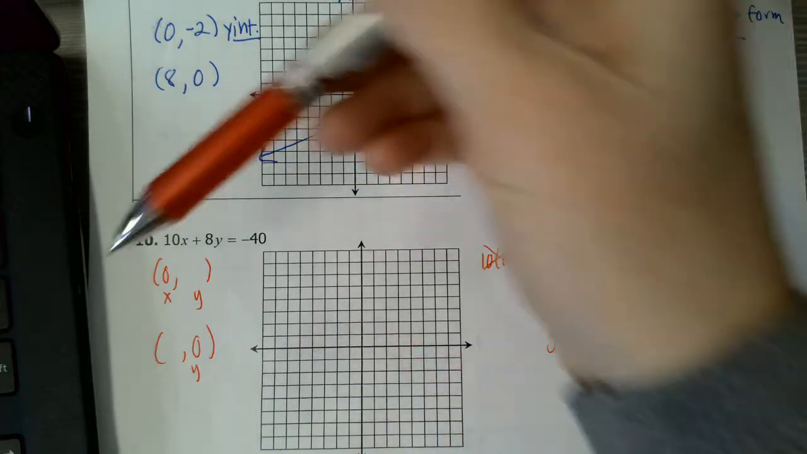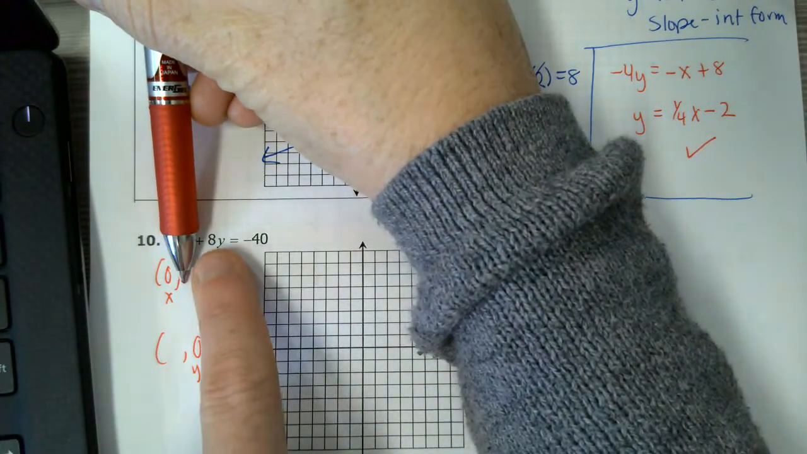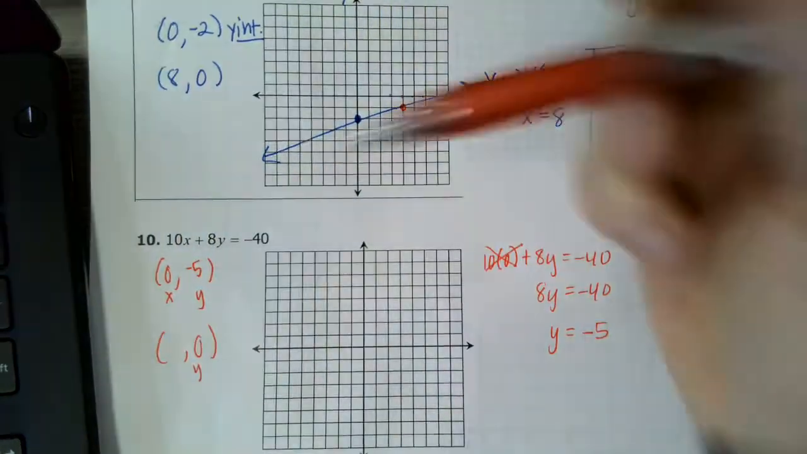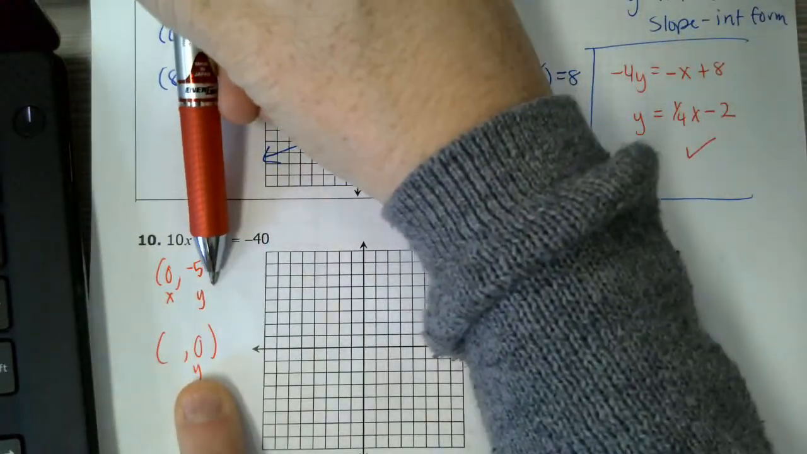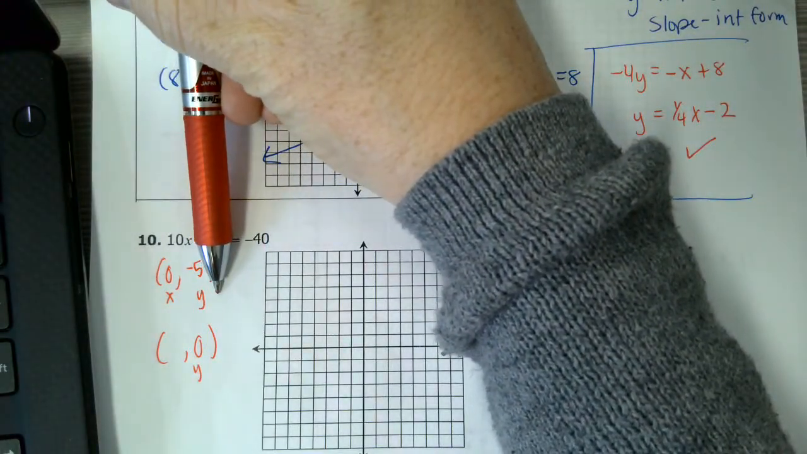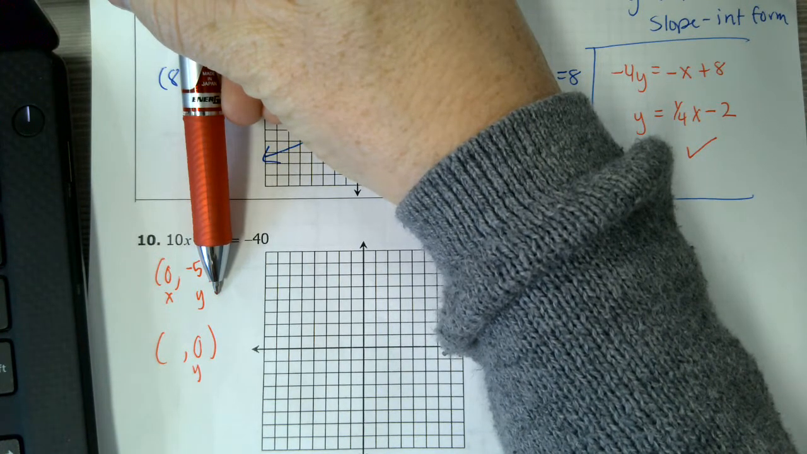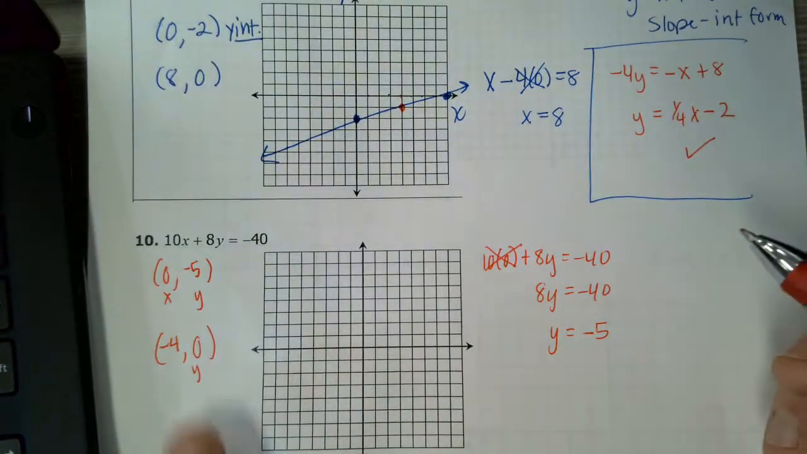I would just say, okay, x is 0. When x is 0, I'm going to cover up my x's. 8 times what is negative 40? Oh, okay, negative 5. I'm going to do the same thing with the y term. When y is 0, what is x? 10 times what equals negative 40? Negative 4. Let's plot those 2 points.